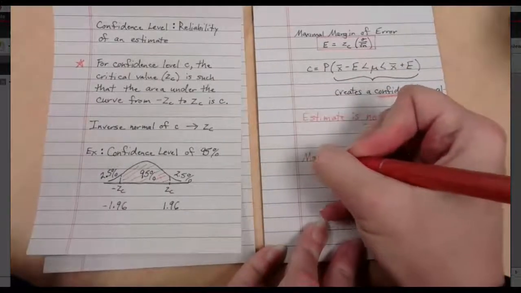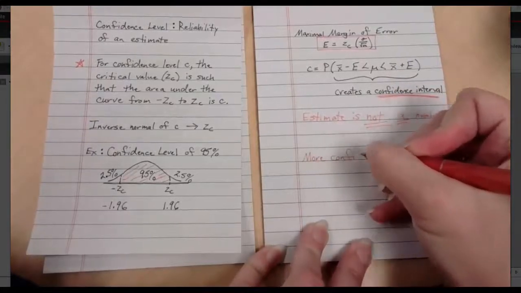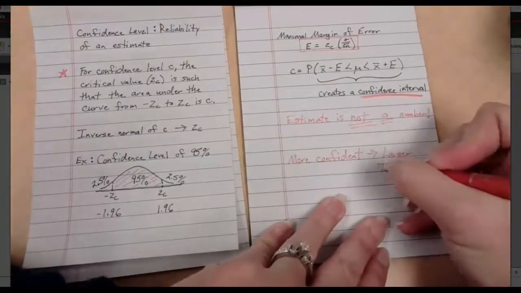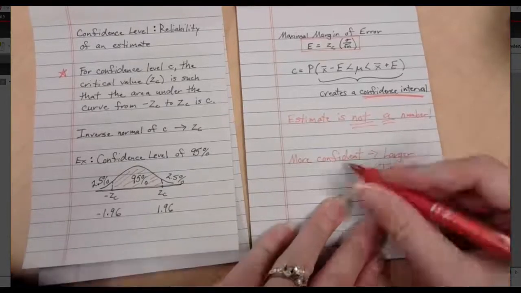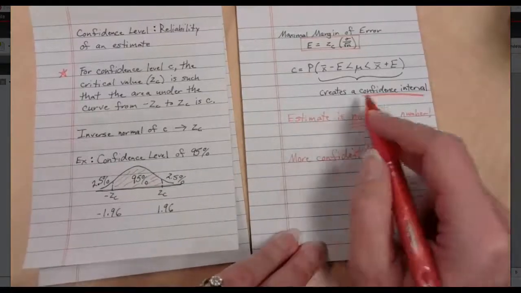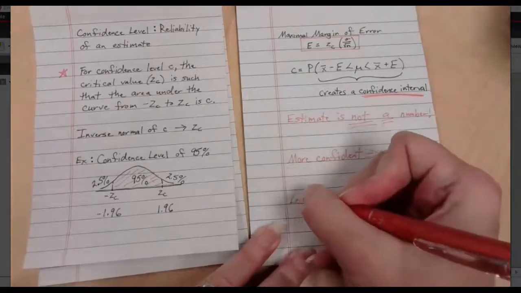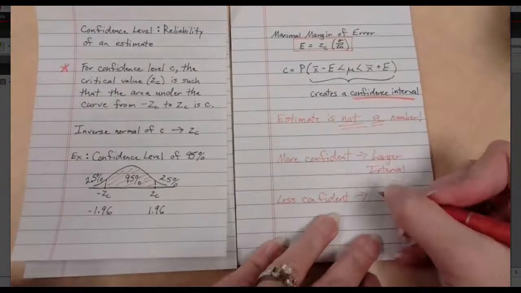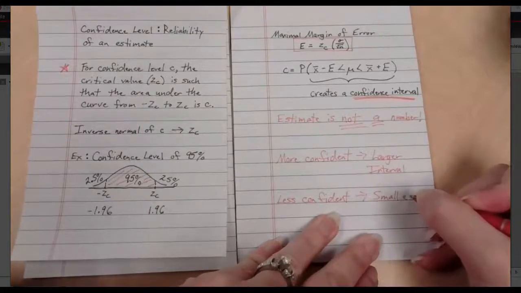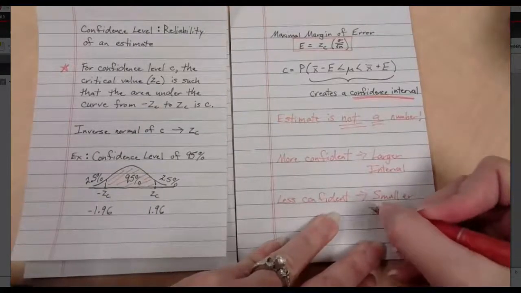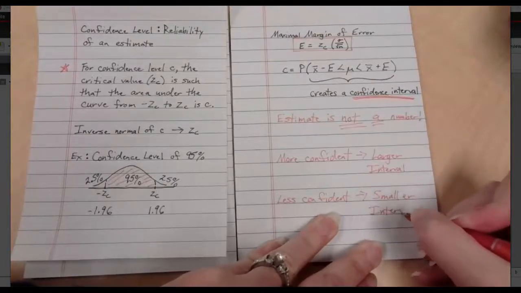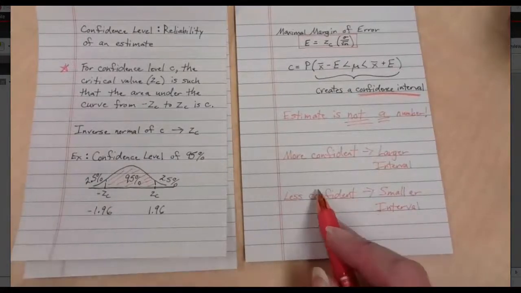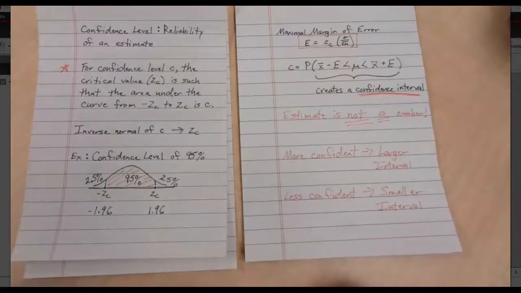All right, if I want to be more confident, that is going to result in a larger interval because it will take up more area. In order for me to be more confident, I need more space in which the mu might possibly reside. Actually, I want to say that the other way around. A smaller interval will result in me being less confident, because I have a smaller window in which the mu might reside, therefore making me less confident that it's actually there.